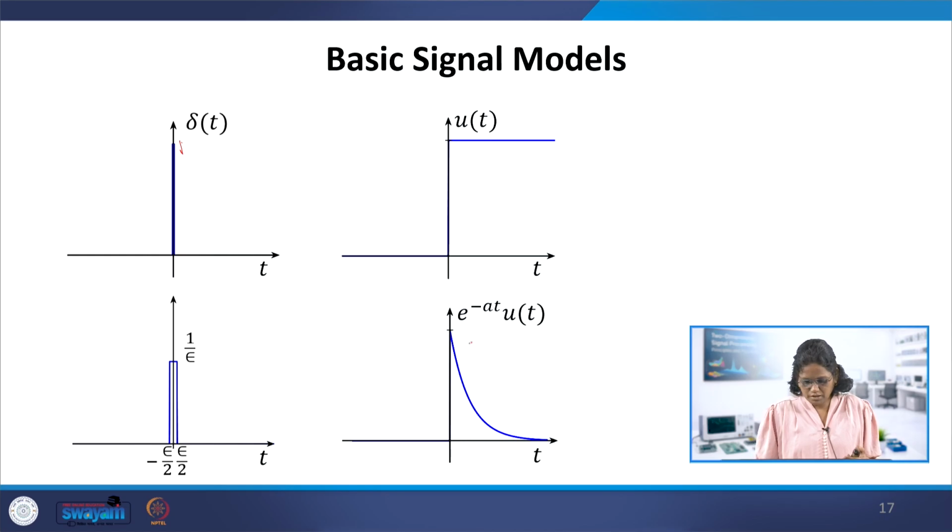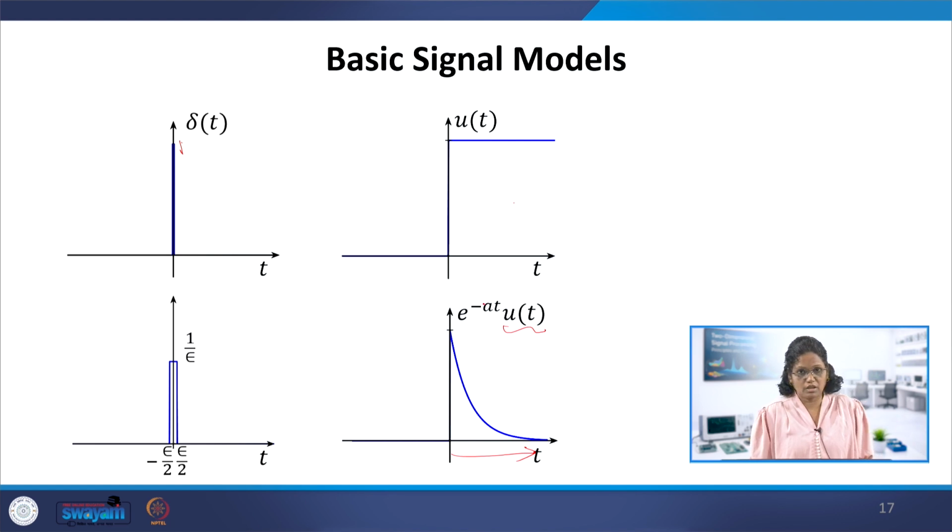And the exponential decaying function, as we have seen, e power minus at u of t, is multiplied with this u of t. That means u of t is defined only for t greater than or equal to 0. So e power minus at is defined only for positive values of t, greater than or equal to 0.